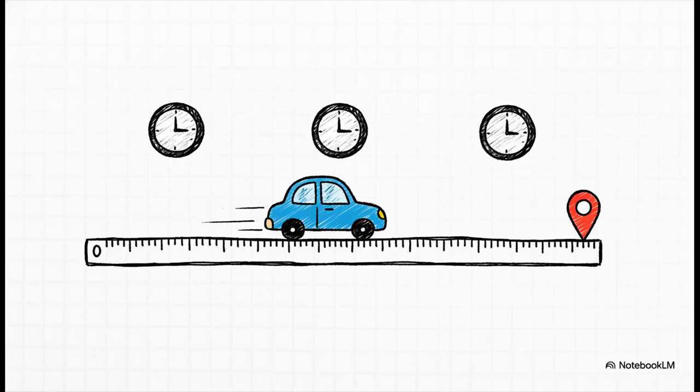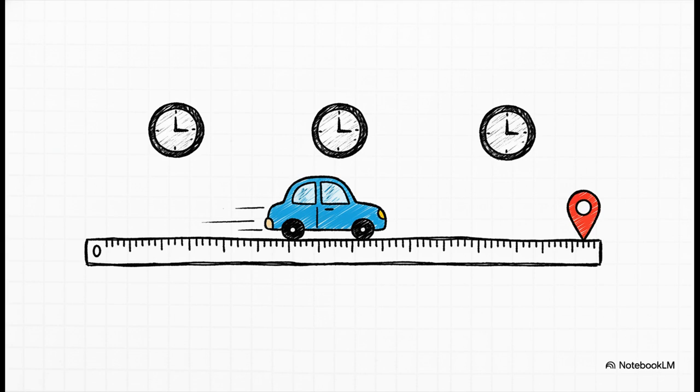Okay, let's take this from the lemonade stand to the open road. You're on a road trip and a car travels 150 miles in 3 hours. We need to find the car's steady speed. The total miles will be our y value and the hours will be our x value. So, y divided by x.